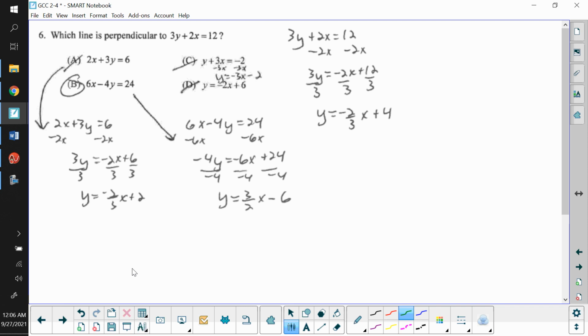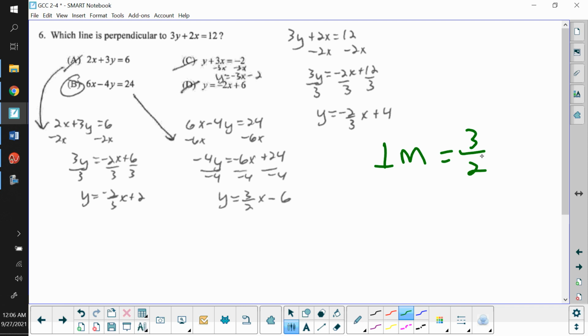We're given an original line here. If we get y by itself by subtracting 2x and then dividing by 3, we get negative 2/3 x plus 4. We want to know which one is perpendicular. So we can make a prediction. If we change our sign and flip our slope, our perpendicular slope would be equal to 3/2. So we're just going through trying to find which one is 3/2.